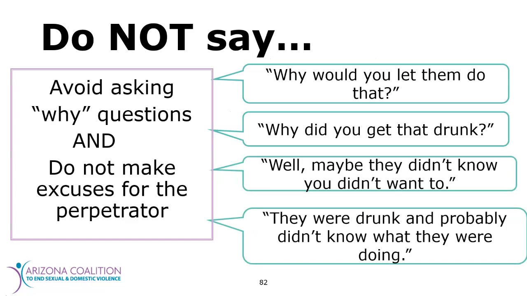But we talked about what are good things to say, and remember they need to be adjusted for your comfortability. If you don't feel like any of those things feel natural for you to say, come up with your own phrases. But we also need to highlight what we should not be saying. We need to avoid asking why questions because they can be interpreted as accusatory and can be seen as victim blaming. We also don't want to make excuses for the perpetrator. It's not helpful for survivors and it's harmful, and we know that it's never the survivor's fault.